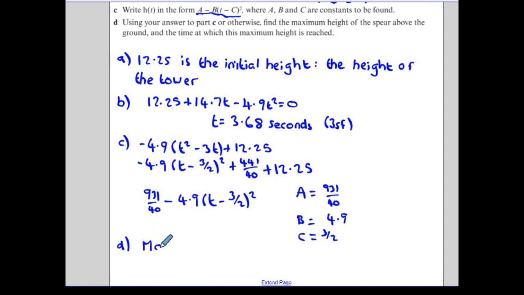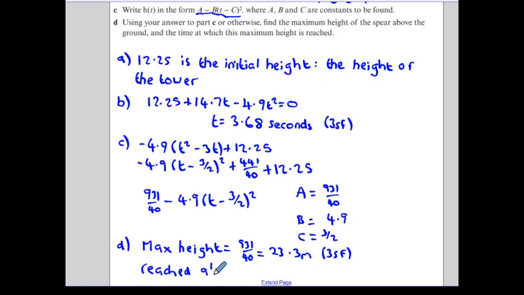So our max height is the constant term, 931 over 40, which, to three significant figures, is 23.3 meters. The time at which this occurs is when this bracket is equal to 0. So it reaches that height at 1.5 seconds.